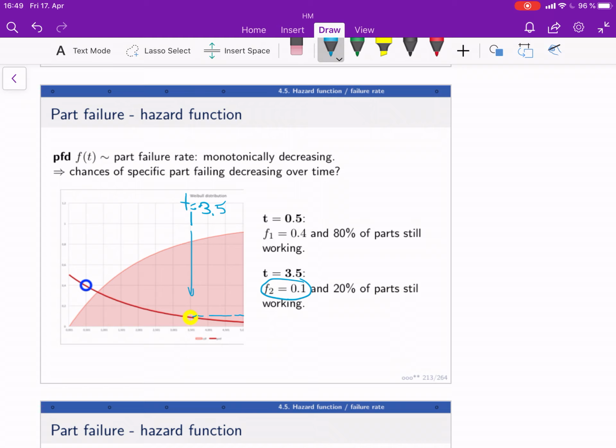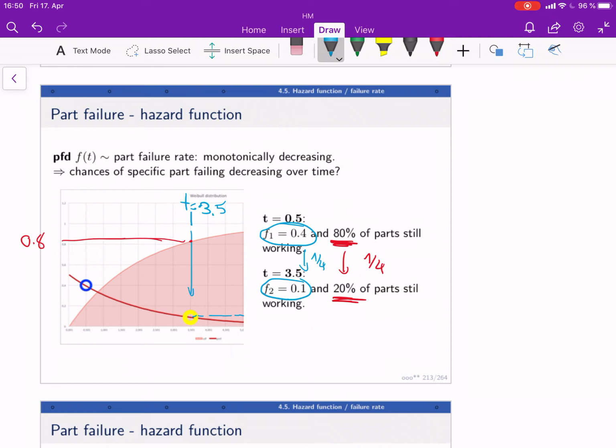And what does that mean? If you look at the CDF, that is here at 0.8, so that means survival function, we only have 20% of parts still working. Compared to before, 80%, that's a quarter. So it's not surprising that the failure rate is also a quarter, because there are much less working parts out there.